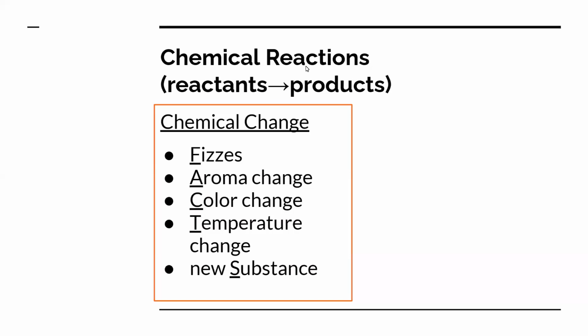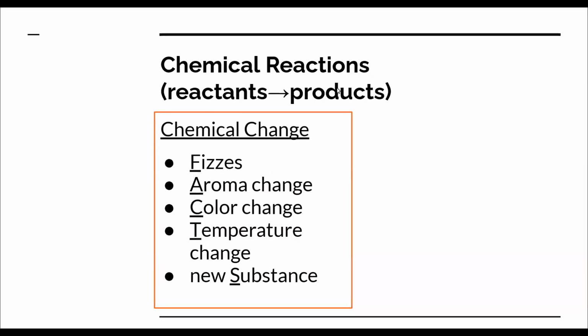So chemical reactions: reactants on the left, products on the right. And what happens? We have a chemical change, so new substances are formed in the products. Sometimes you can tell that by the facts. It fizzes, there's a smell change, a color change, a temperature change. We'll talk a little bit more about that as well. And it creates a new substance.